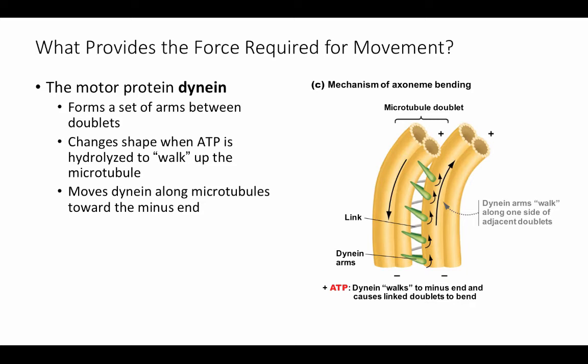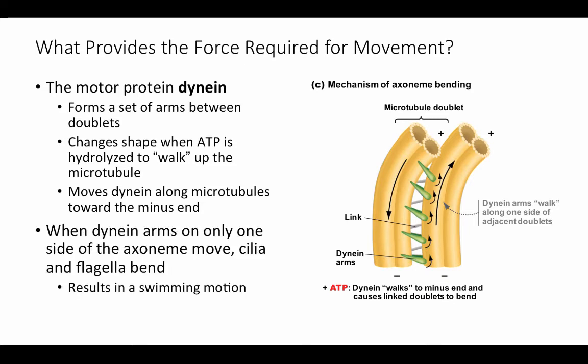So this walking of one microtubule relative to the others toward the minus end, when this happens on just one side of the microtubule, it causes a shortening on one side. Those central 2 microtubules are going to maintain the overall length, and that's going to result in a bend in the flagellum or the cilium, which is going to allow this swimming motion.